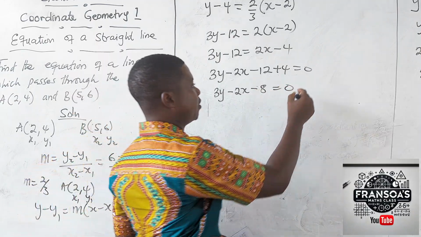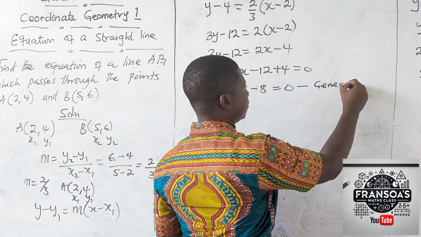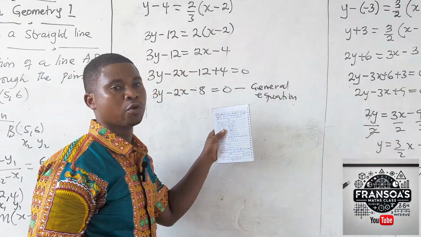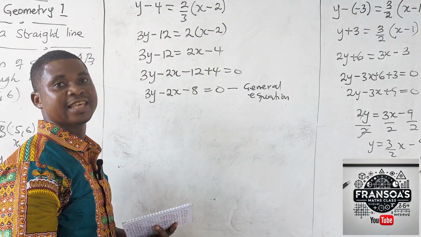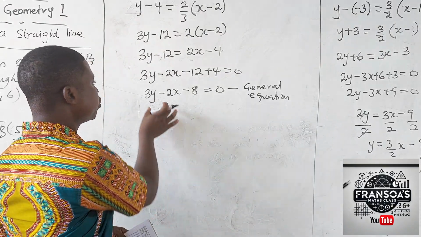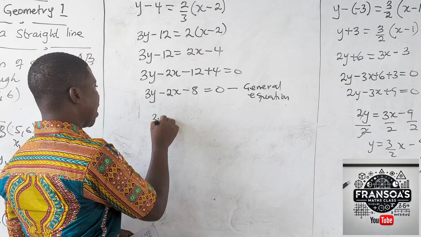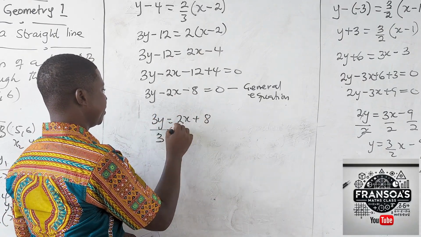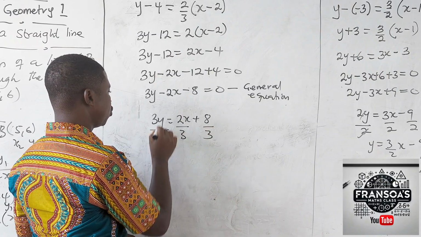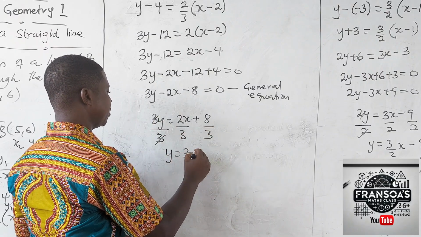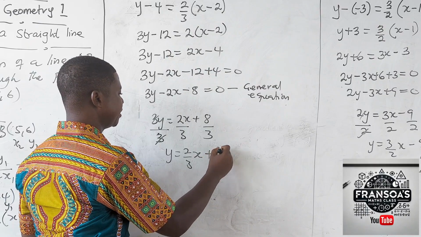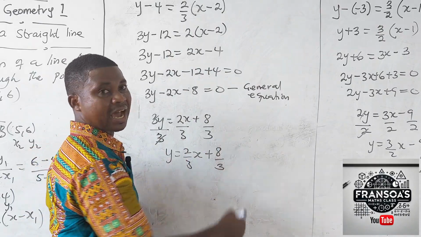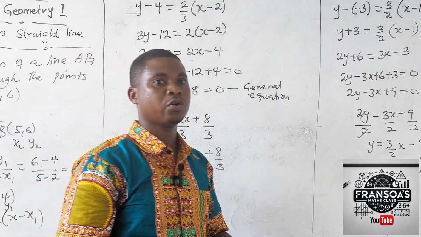So this is the general equation. But if you want to also continue to find the slope equation, then it means you have to make y the subject. So we have 3y is equal to 2x plus 8. We divide here by 3, here by 3, here by 3. So y is equal to 2 on 3 x plus 8 on 3. So our gradient is 2 on 3, and our y-intercept becomes 8 on 3.